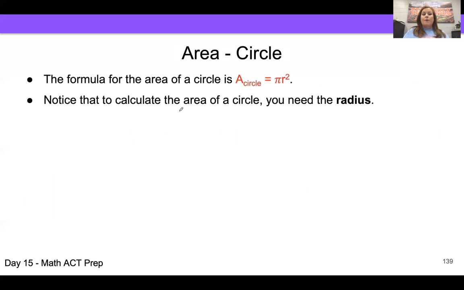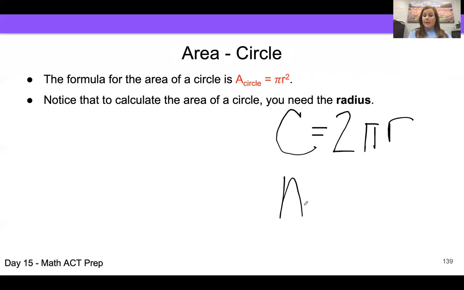You need to know that the formula for the area of a circle is pi r squared. Now, I don't know how many of you ever noticed this. I did. Circumference is 2 pi r. This is how I remember them.